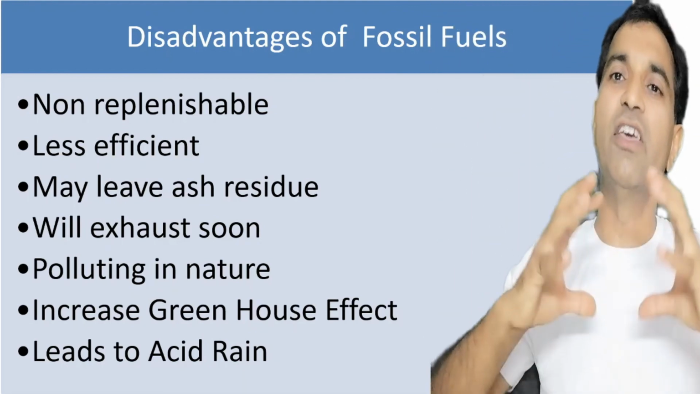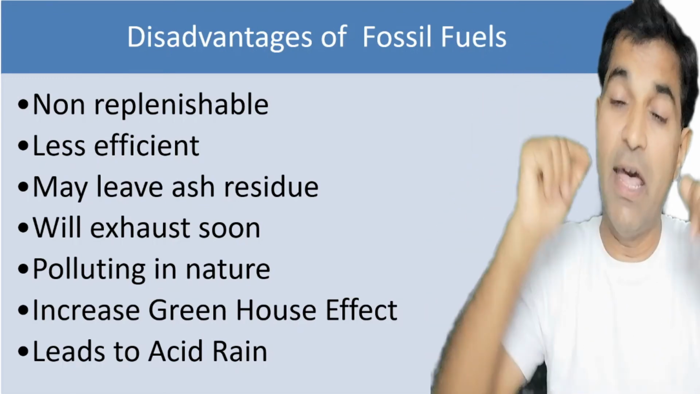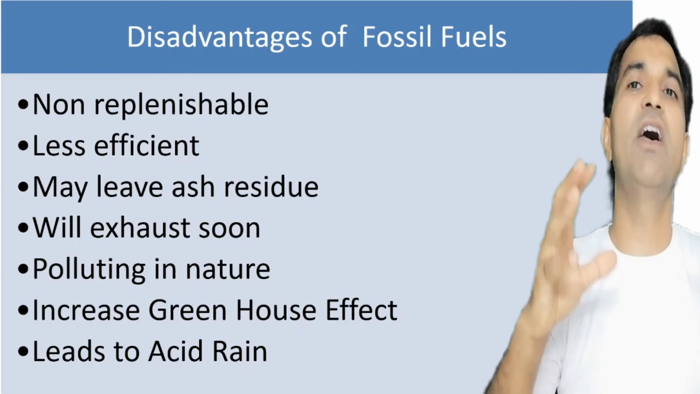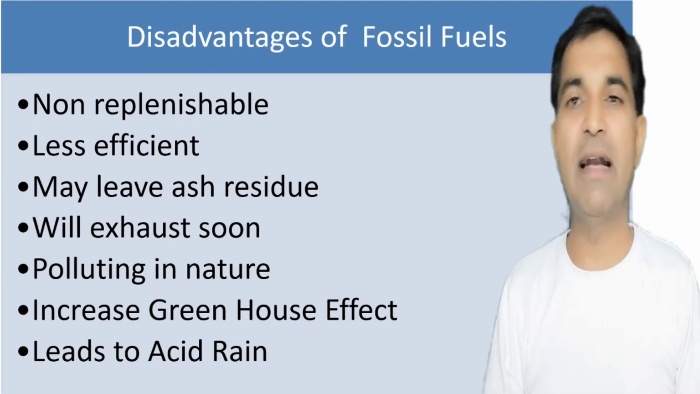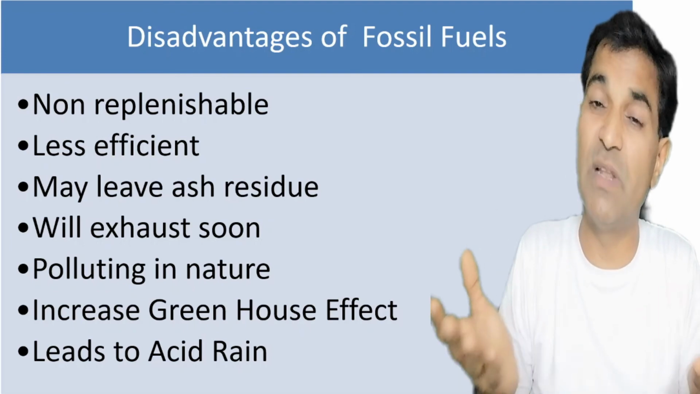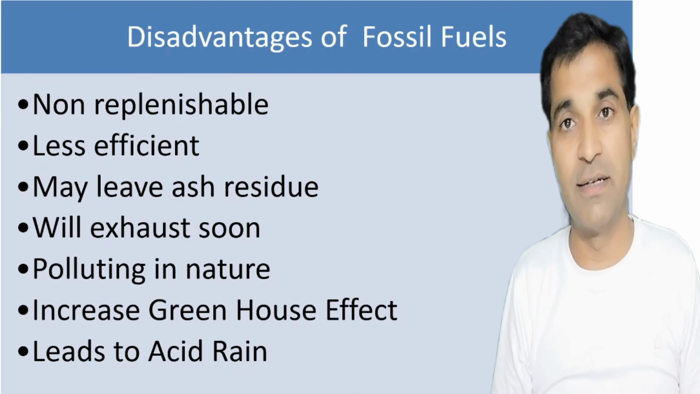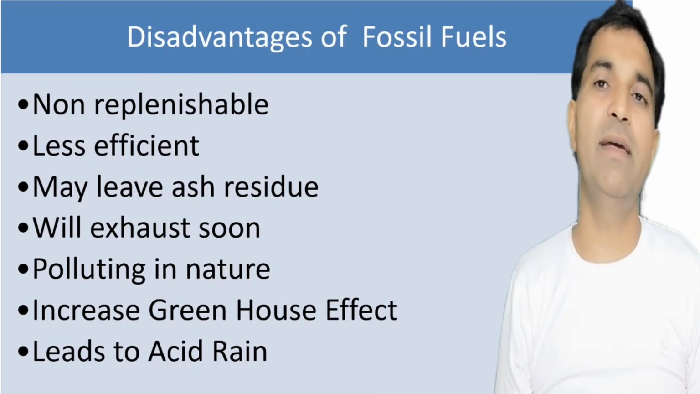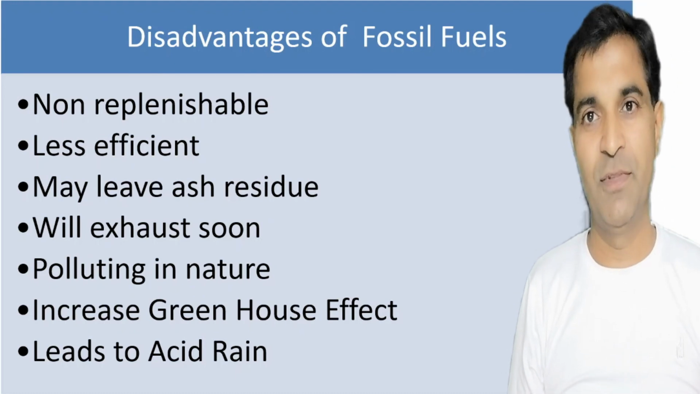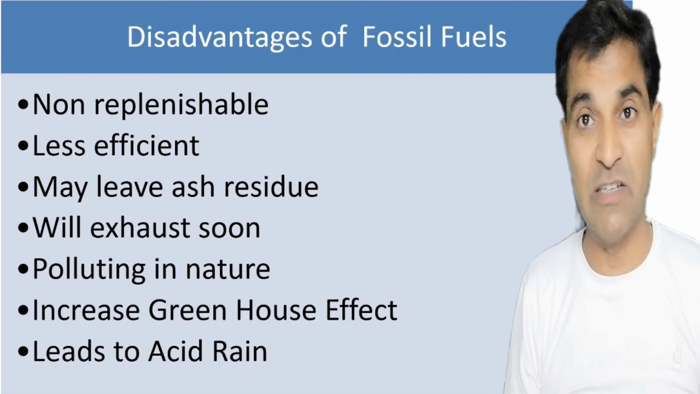The overall heat contained by the atmosphere will start increasing, and then the glaciers and the ice at the poles will start melting. This will increase the temperature, as well as the water level of the whole earth. Then cities like New York, Washington, Mumbai may submerge. So these are the different negative effects of using fossil fuels.